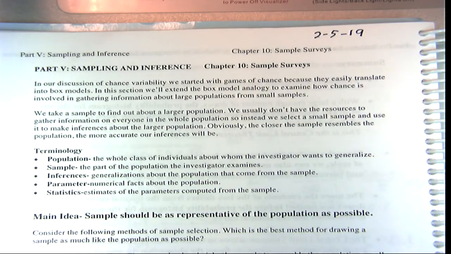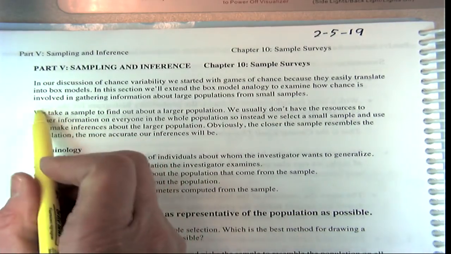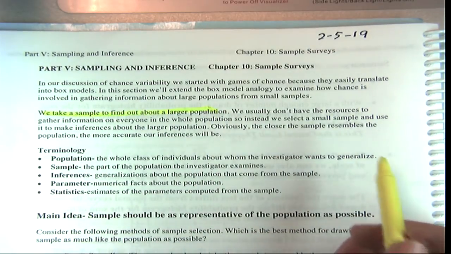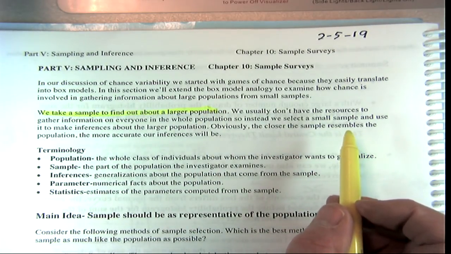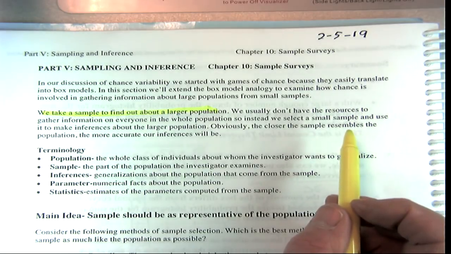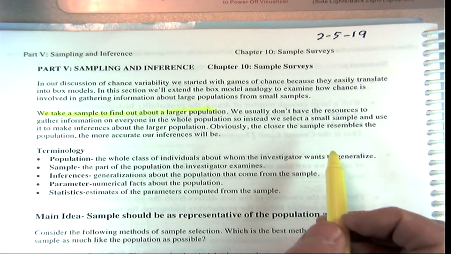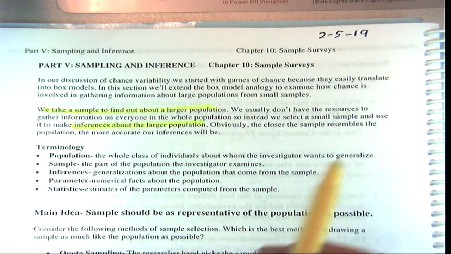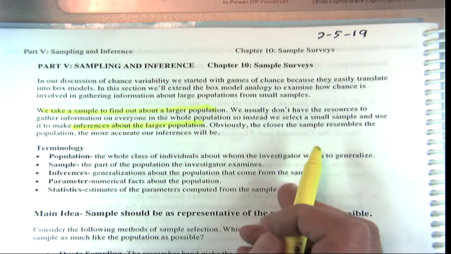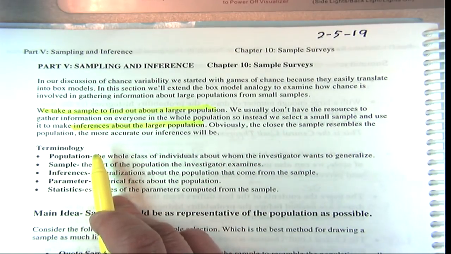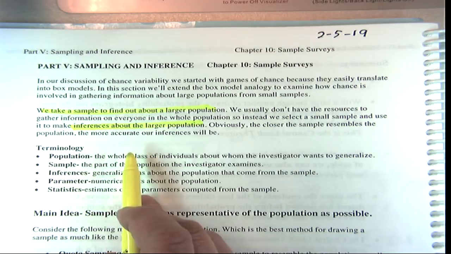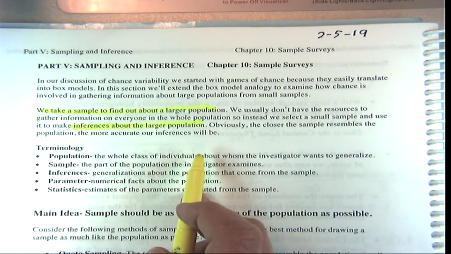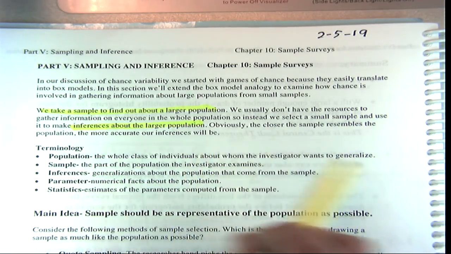Okay, so we take a sample to find out about a larger population. We don't usually have the resources, the time, the money, the energy to sample the whole population, so we take a small sample and use it to make inferences about the larger population. So obviously, the closer the sample resembles the population, the better our inference will be, the more accurate it will be. So the goal is to have the sample be as much like the population as possible.